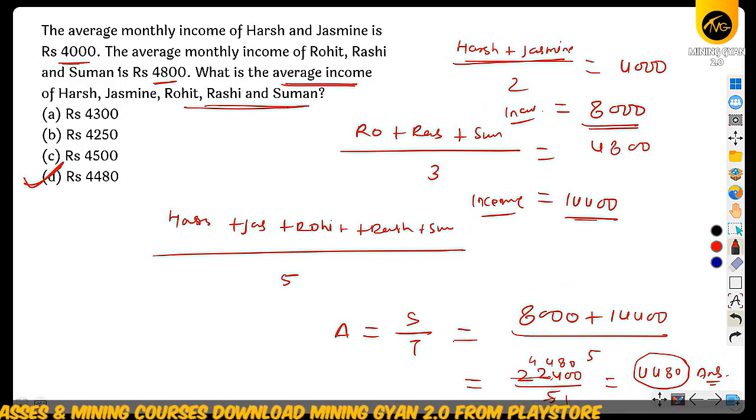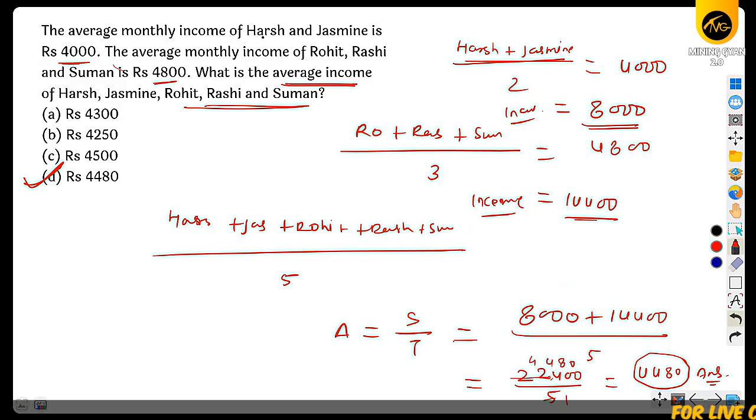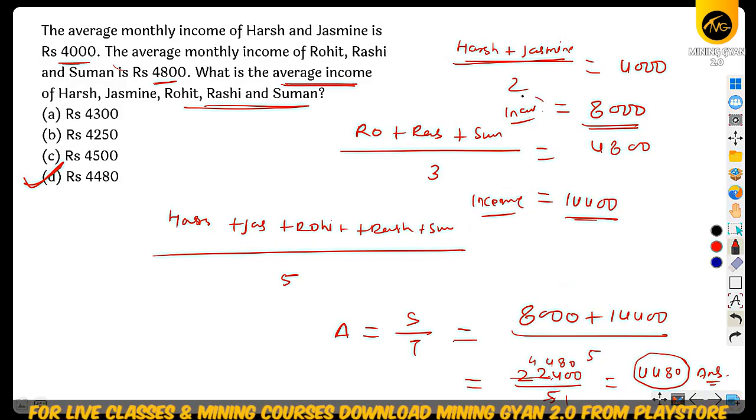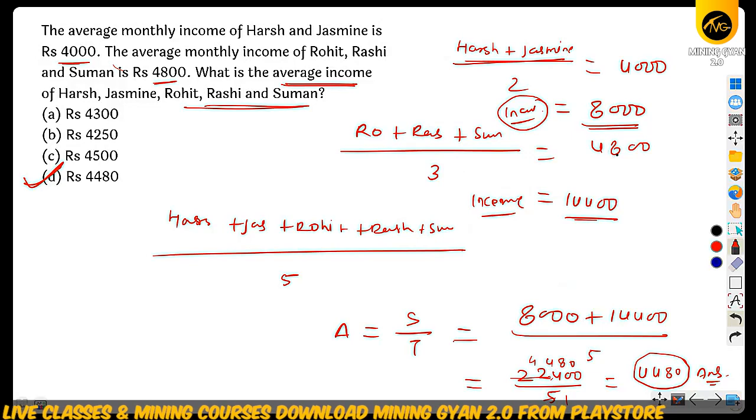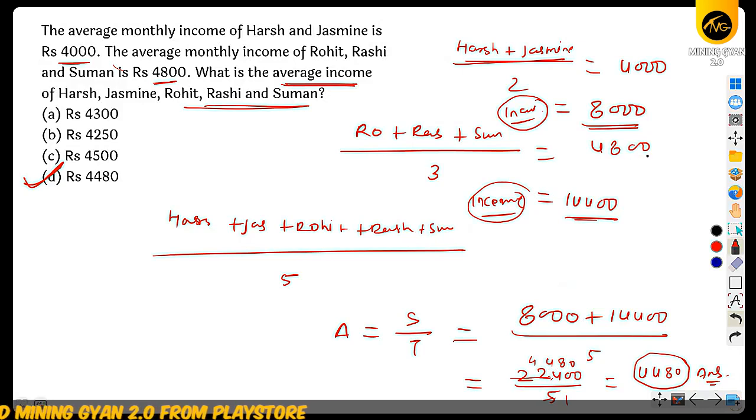Just read the questions portion by portion, and then you will get the answer or simplify the question. Basically it's a given value of average income of Harsh and Jasmine. Just Harsh plus Jasmine divided by 2, that is given in the question, that is 4,000. Now what is the income of Harsh and Jasmine? Income is equal to 4,000 into 2, that is 8,000. Now similarly the average income of Rohit, Rasi and Suman is 4,800. So what will be the income of Rohit, Rasi and Suman? Income will be 4,800 multiplied by 3, that will be 14,400.